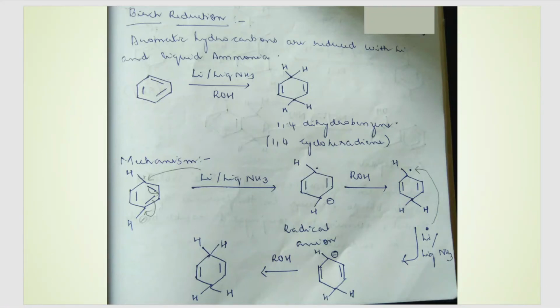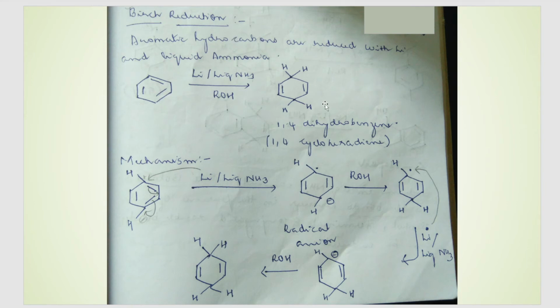So in this video, we'll be studying some of the important named reactions under reduction reaction. First one is Birch reduction. In Birch reduction, the aromatic hydrocarbons are reduced with lithium and liquid ammonia. That is Birch reduction. That is, we are taking aromatic hydrocarbon.